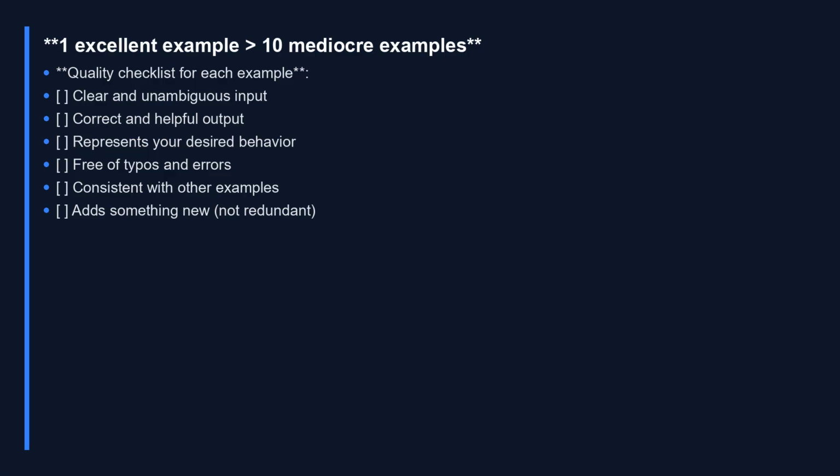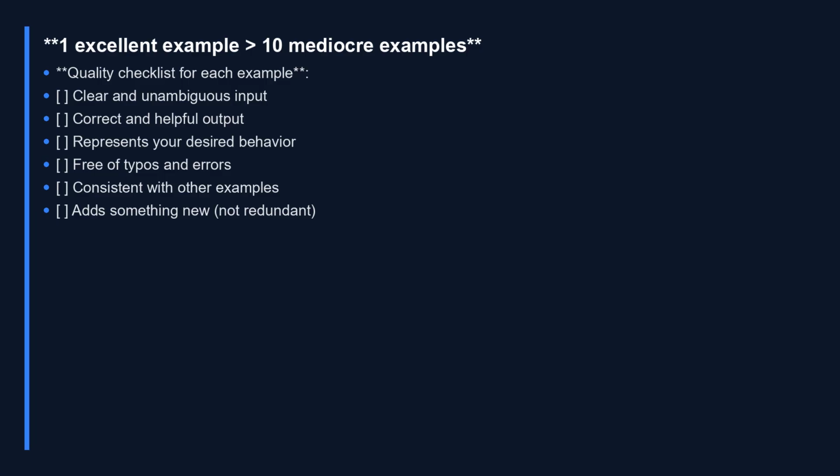The single most important principle in dataset construction: one excellent example outperforms 10 mediocre ones. Before you add any example to your dataset, run it through this mental checklist. Is the input clear and unambiguous? Is the output correct and genuinely helpful? Does this example represent the behavior you actually want?